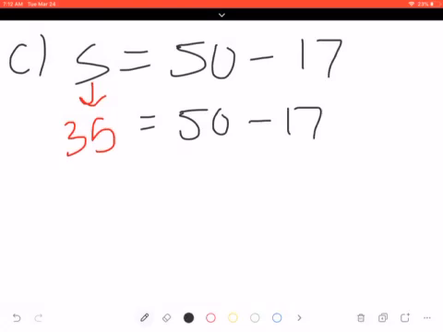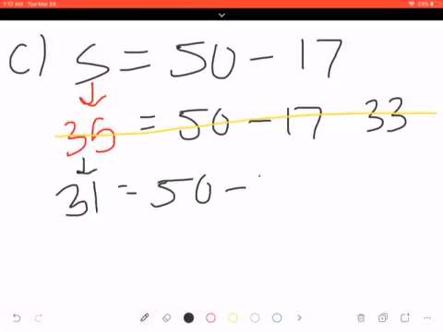And we know that's not true. 50 minus 17 actually equals 33. So this is proving that 35 would not be a solution that works. And then let's choose another one. I'll choose 31 to plug in for S equals 50 minus 17. And that doesn't work, because 50 minus 17 equals 33.